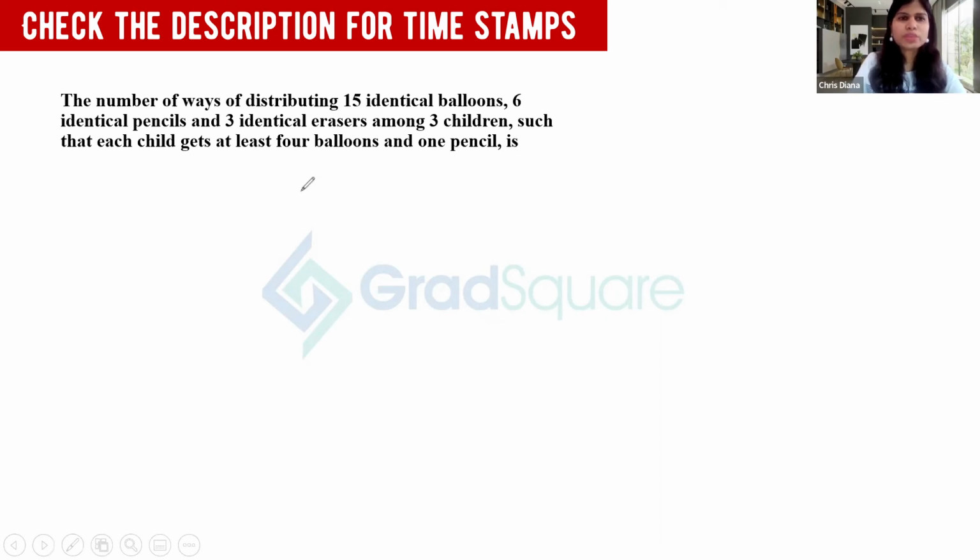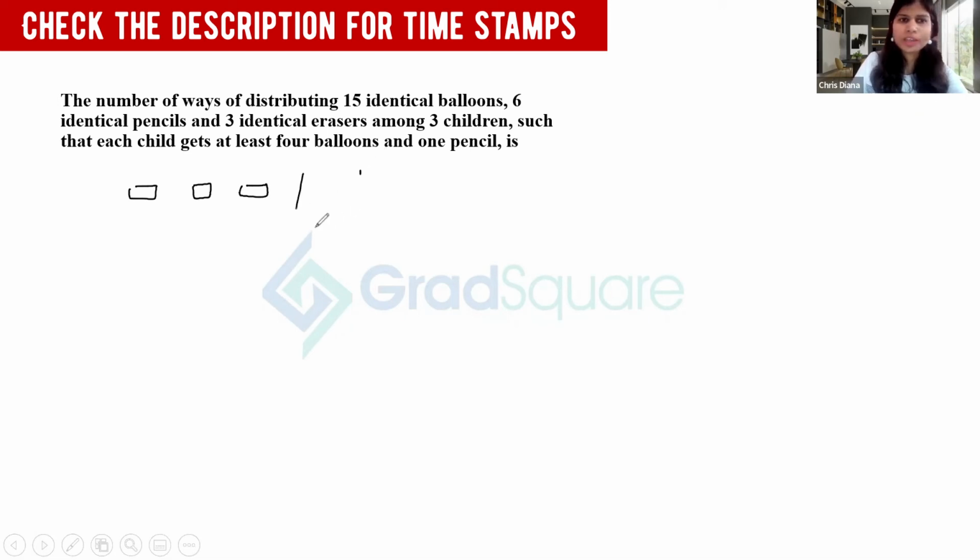The number of ways of distributing 15 identical balloons, 6 identical pencils, and 3 identical erasers among 3 children, such that each child gets at least 4 balloons and 1 pencil. Okay. Now, first of all, I have to distribute 15 identical balloons and 6 identical pencils and 3 identical erasers among 3 children. So, distributing 3 identical erasers among 3 children.